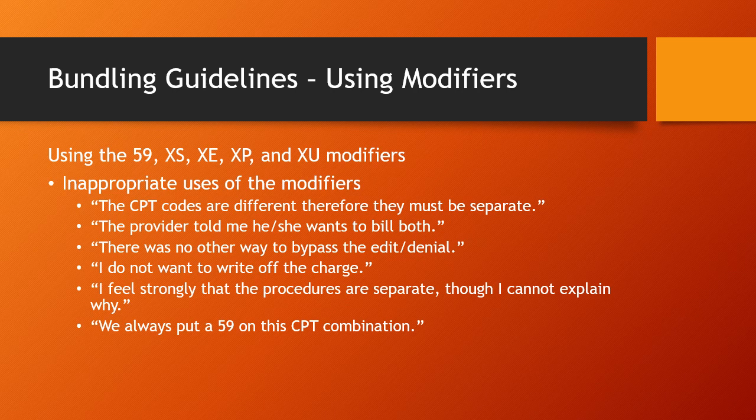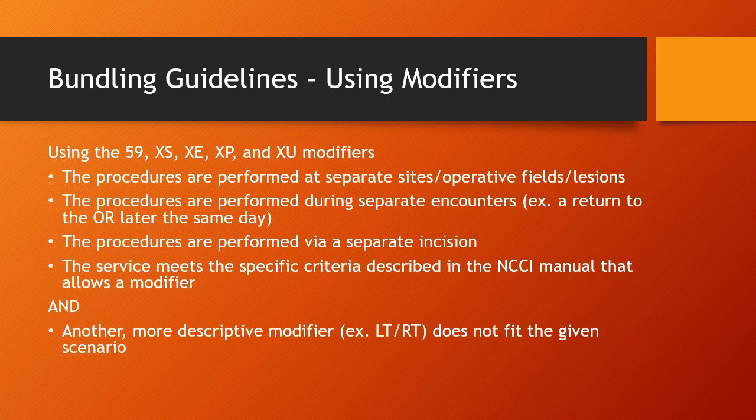So I don't have an always or never encoding. I don't have a situation where I always put a 59 when I have this CPT with that one. I have to look at the specific scenarios for each patient and determine why that modifier is appropriate. And here are my good reasons for using these modifiers. I gave you the list of all of them: 59, XS, XE, XP, and XU.